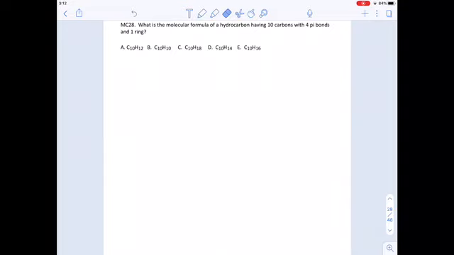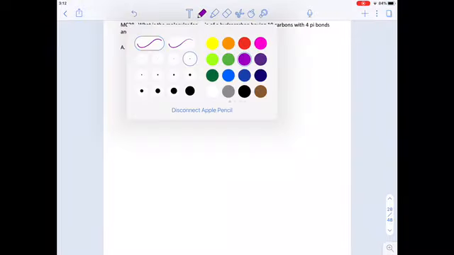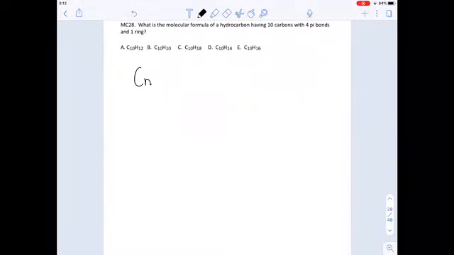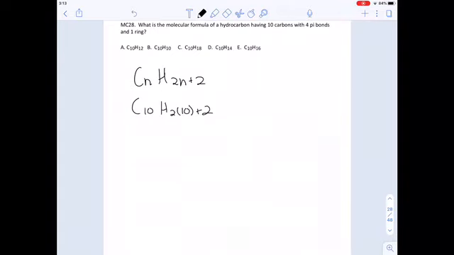Multiple choice 28 asks, which is the molecular formula of a hydrocarbon having 10 carbons with 4 pi bonds and 1 ring? So the first thing you have to do is figure out how much an unsaturated chain, one without any pi bonds and no rings, would be. And the way you do that is using this formula, CnH2n+2. And this will tell you how many hydrogens there's supposed to be. So in this case, we have 10 carbons, so C10, H 2 times 10 plus 2. So without pi bonds and a ring, it's supposed to be C10H22.